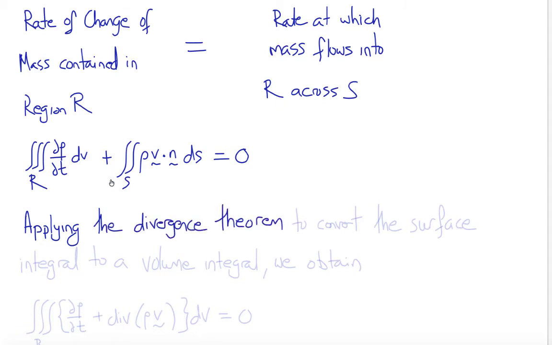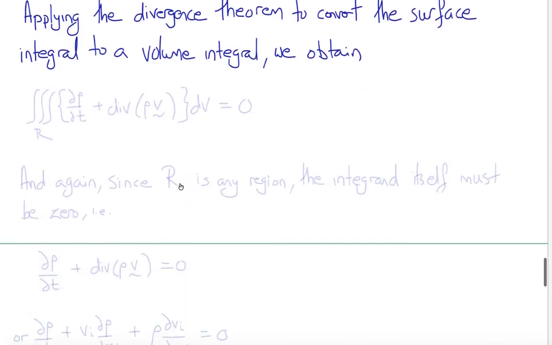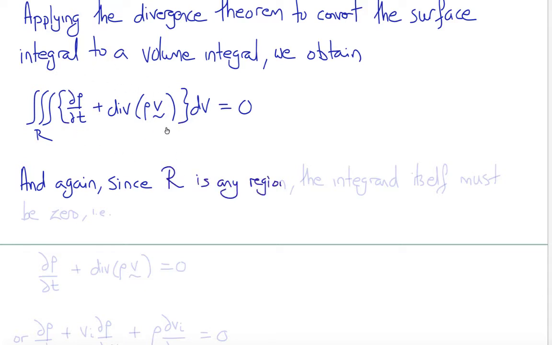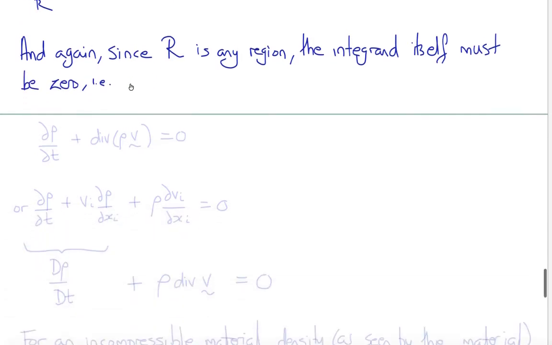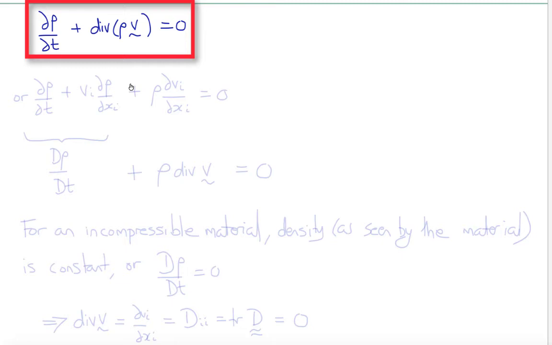So now, applying the divergence theorem to convert this surface integral into a volume integral, we obtain that the triple integral over R of ∂rho/∂t plus the divergence of rho v with respect to volume is equal to zero. And again, since our region R is entirely arbitrary, that means the integrand itself, the terms inside the integral, must be identically zero. And so we get ∂rho/∂t plus div(rho v) is equal to zero. And this is our first version of the Eulerian form of conservation of mass.